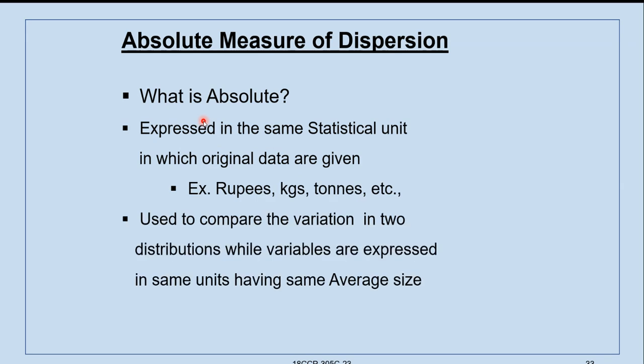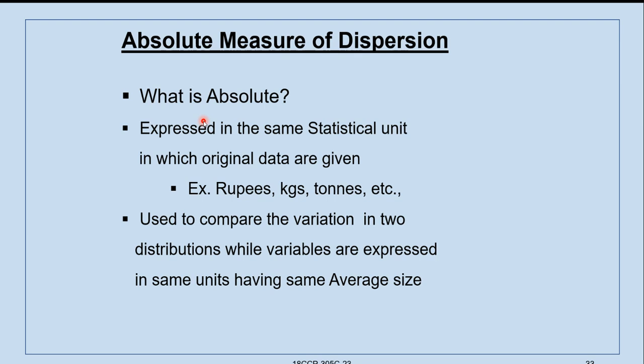What is absolute? Expressed in the same statistical unit. Absolute means kachitanga in Telugu. Rigid, same unit. Everything should be measured in kilos. Everything should be measured in height, like that. In which original data are given, rupees, kilograms, tons, like this. One should not be in kilos and one in liters. That we cannot measure, that we cannot compare.